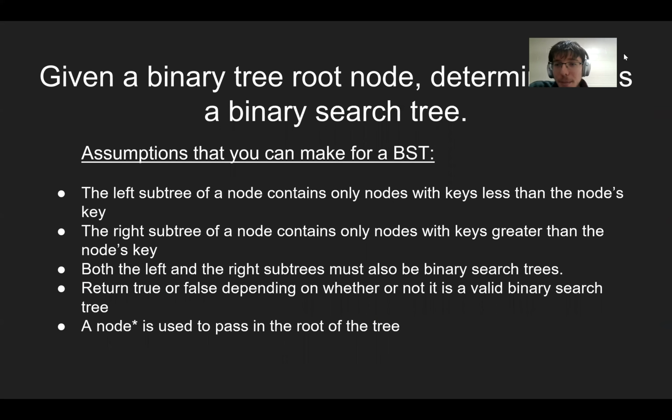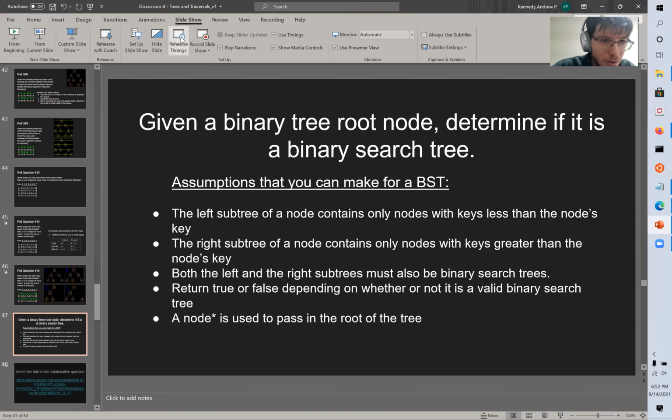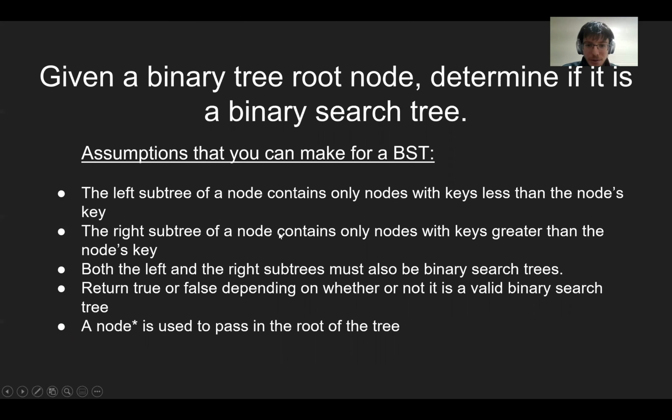Okay. Anyway, given a binary tree root node, determine if it is a binary search tree. Okay, we're almost done. Sorry, I know it's kind of long. Assumptions you can make for a binary search tree is that the left subtree of a node contains only nodes less than it, and the right subtree contains only nodes greater than it, right? But both of them have to be valid binary search trees. So we return true or false.